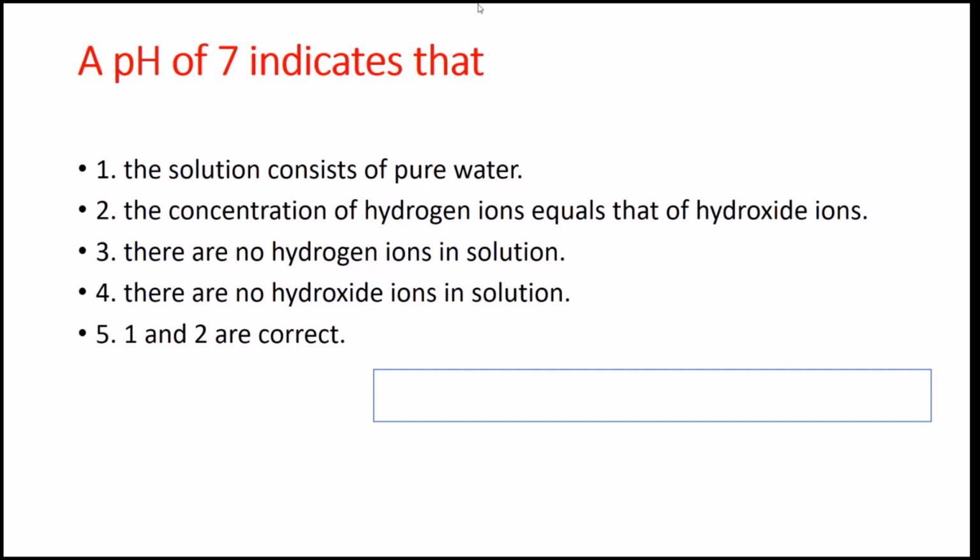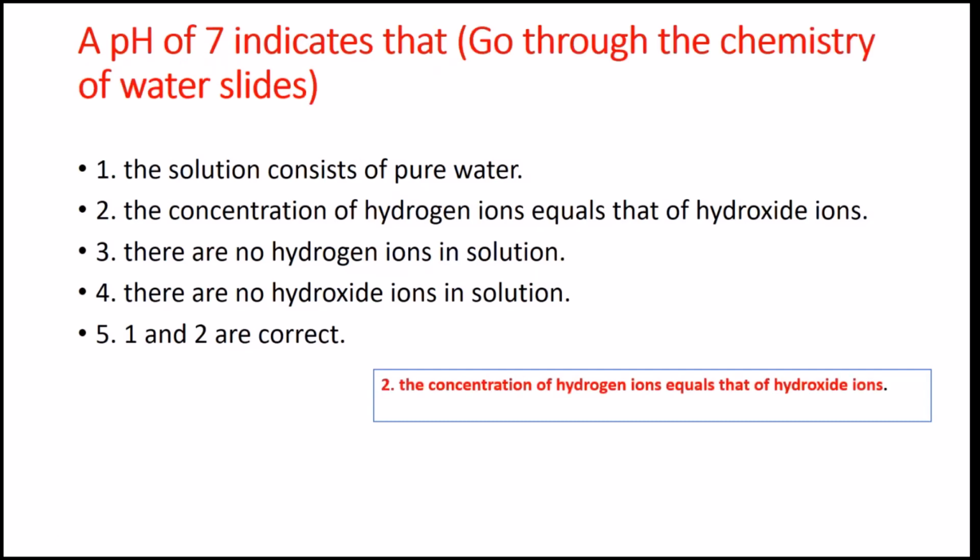I don't know if it's making sense. So which answer are we saying it is? Then the answer is 1 and 2. It's 1, water, and 2, pH, yes. So the concentration of hydrogen ions equals that of hydroxide ions.